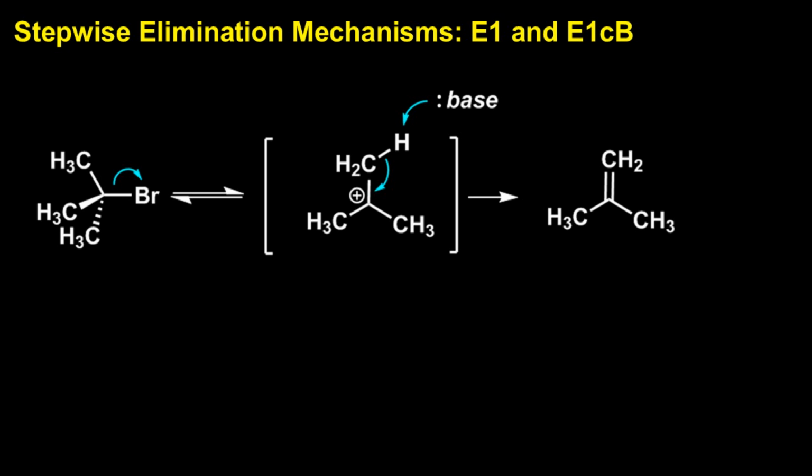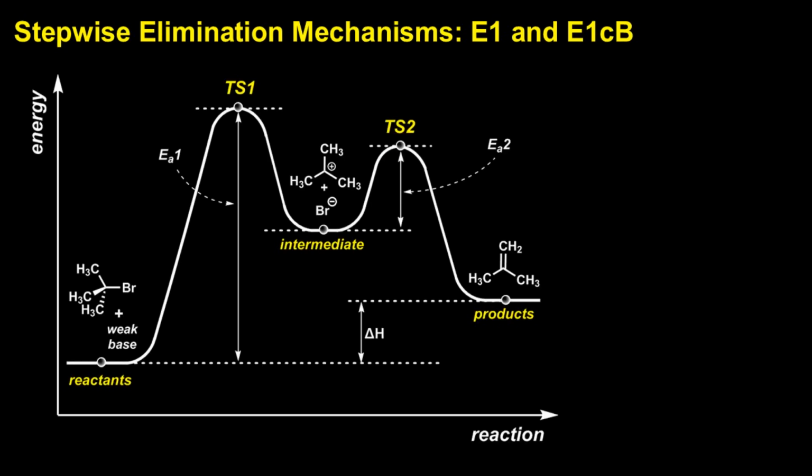And here's something to keep in mind. E1 doesn't require any specific geometry, like anti-periplanar alignment, so you often end up with a mixture of stereoisomers. And since you're dealing with carbocations, rearrangements can happen, like hydride shifts or methyl shifts, which can totally change the product you expected. Let's take a look at the E1 energy diagram so we can really visualize what's going on.